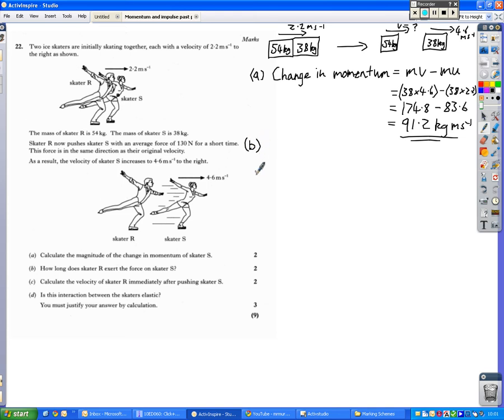How long does skater R exert the force on skater S? So anytime a time of impact or a time of force is mentioned, you know that you're going to have to calculate impulse, which is force times time, and impulse is equivalent to change in momentum, which you've already calculated. So impulse Ft is equal to change in momentum mv minus mu. You've already calculated what the change in momentum is. The average force is given in the question. It says an average force of 130 newtons. So it's 130 T being equal to 91.2. Time will come out as being 0.7 seconds.